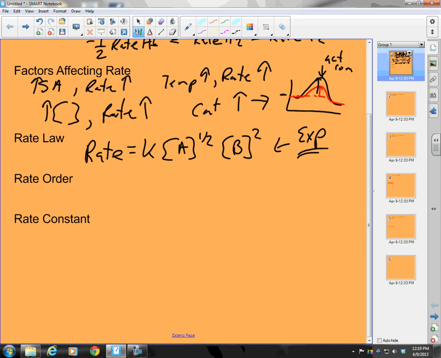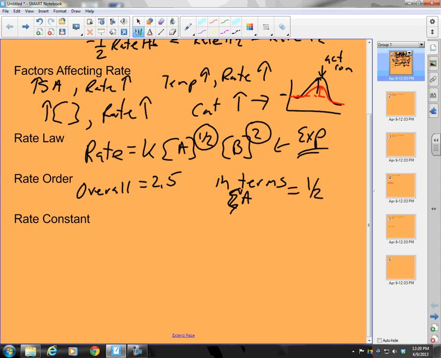Now, what's the rate order? The overall rate order is the sum of the exponents. So my overall rate order would be the sum of those, so it's 2.5 overall. But I could ask, what's the rate order in terms of A? And then we'd say it's the exponent, not the coefficient. Got it? Rate constant. The rate constant is my K, right?